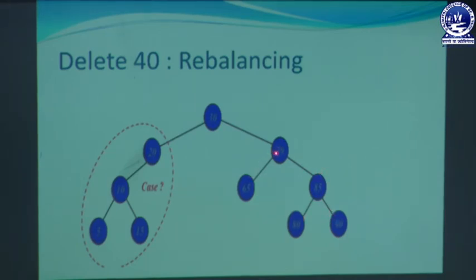For this node, the left subtree height is 1 and the right subtree height is 2, so 1 minus 2 is minus 1. For this node, the left subtree height is 1, 2, 3 and the right subtree height is 1, 2, 3, so 3 minus 3 is 0. So the balance factor of this node is also 0. Only this node, node 20, has a balance factor of plus 2.